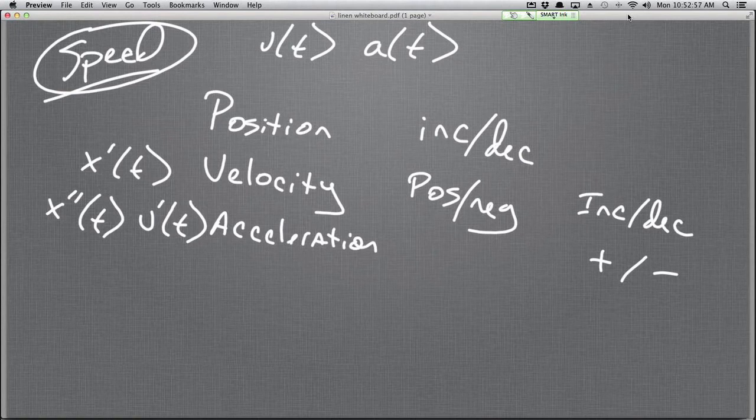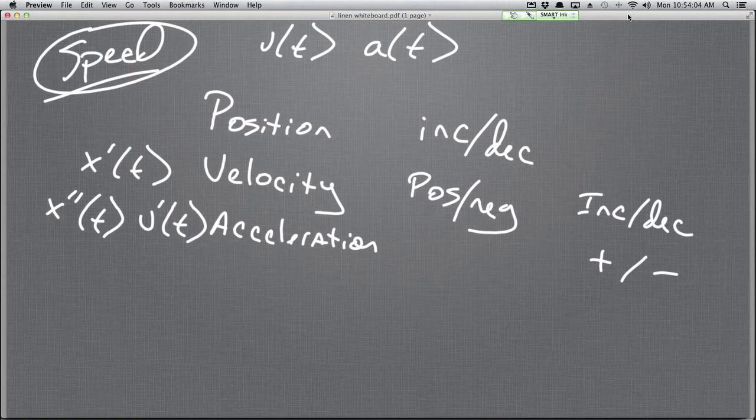If velocity and acceleration are the same sign, that means speed is increasing. Write that down. If velocity and acceleration are the same sign, that means speed is increasing. Okay? If velocity and acceleration are different signs, what does that tell me about speed? It's decreasing.